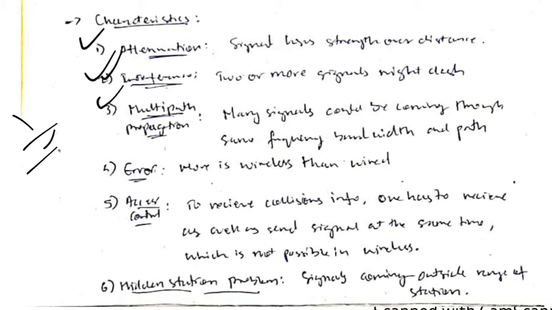And multipath propagation means in the same channel multiple signals are getting transferred, so that can cause some errors in the transmission, and the error is more in wireless than in wired.